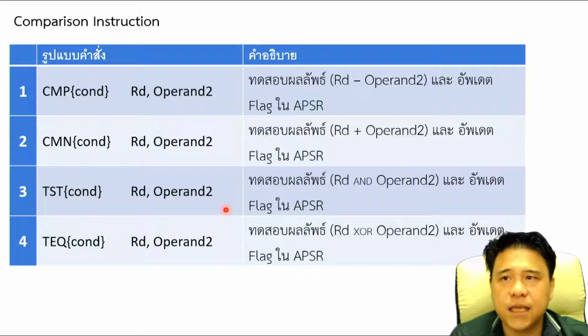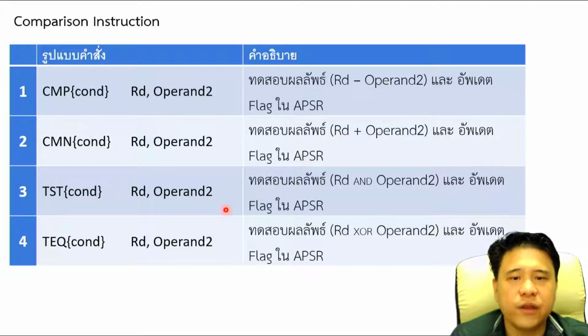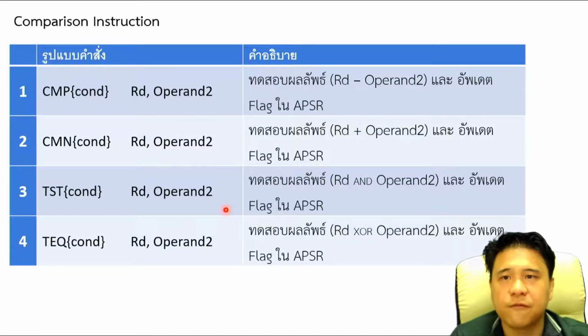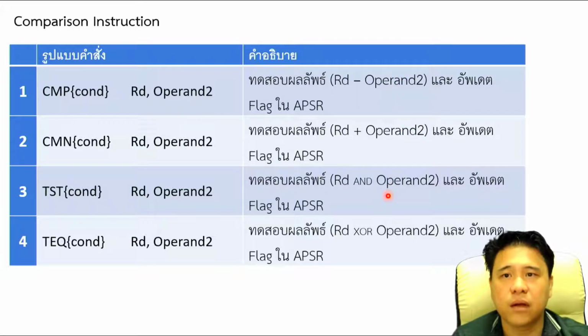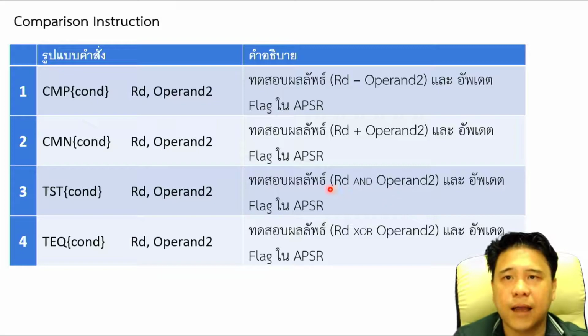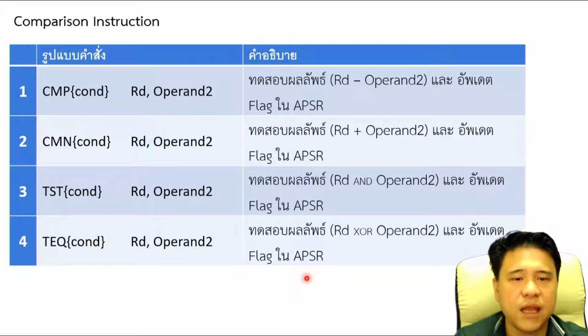For the next one, TST. For the TST, you find the result of RD AND operand 2, then update the flags in APSR. Okay, this one you do an AND operation. It's useful sometimes. For CMP you compare the numbers, but for this one you AND the bits inside RD and operand 2. The next one is TEQ. For the TEQ, you find the result of RD exclusive OR with operand 2 and update the flags in APSR.